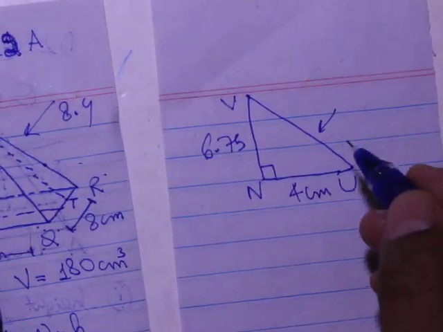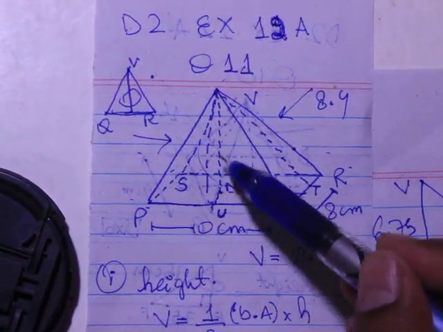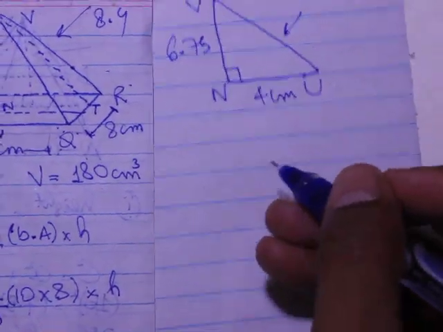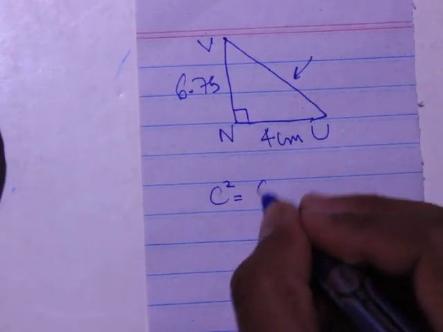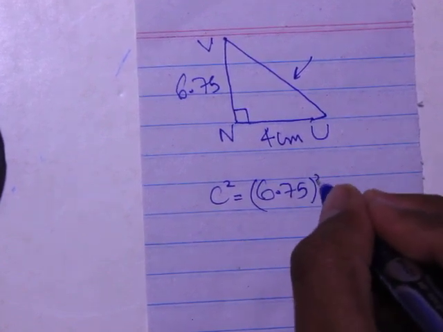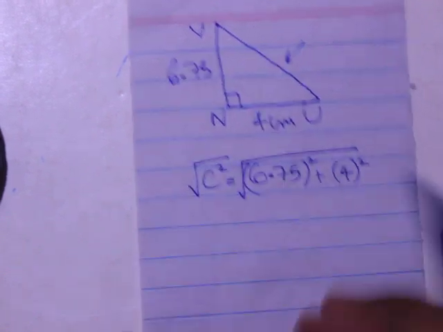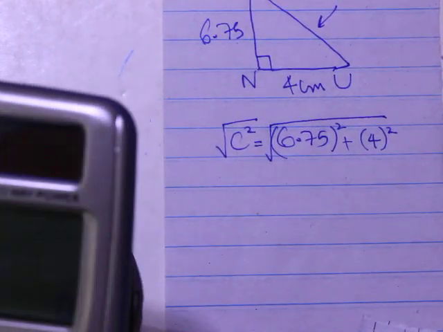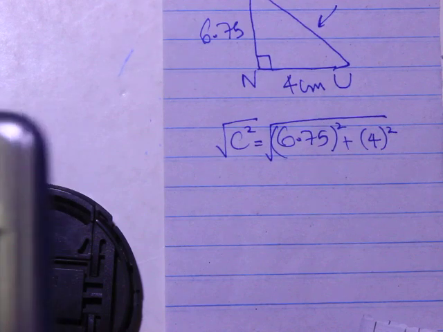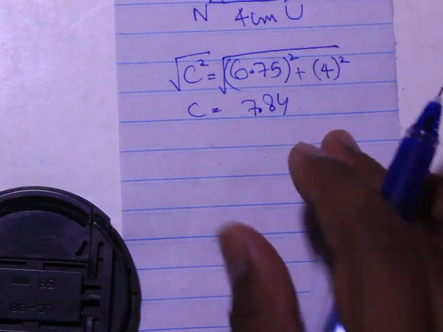Now I want this slant height, so I can find the surface area of the two faces, which are in front and on the back of this shape. We will use the Pythagoras theorem again. C squared equals 6.75 squared plus 4 squared, and to remove the square, I have to put the square root on both sides of the equation. The square root of 6.75 squared plus 4 squared, the answer is 7.84, same as we did before.